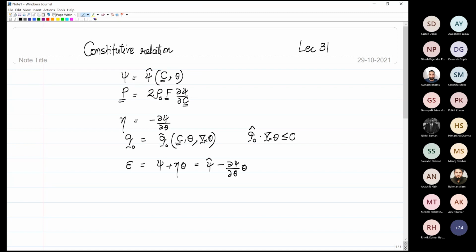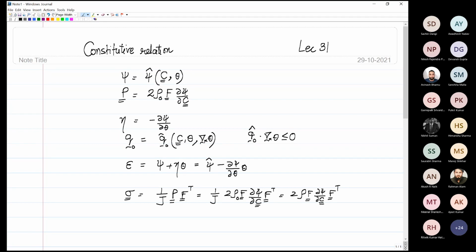And later on, you also found out the Cauchy stress tensor sigma. Do you remember that this turned out to be 1 over J times P times F transpose. We have derived it earlier. And for P, when you put it from up here, then we get 1 by J times 2 rho naught F del psi by del C into F transpose, right? Which is simply 2 times rho times F del psi by del C into F transpose. So you also have the formula for sigma, the Cauchy stress tensor.